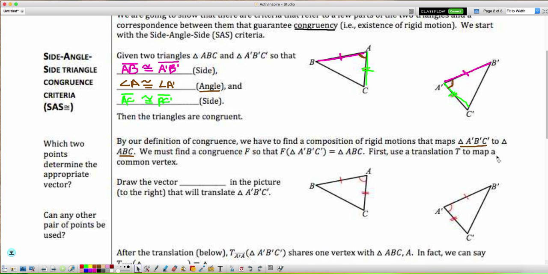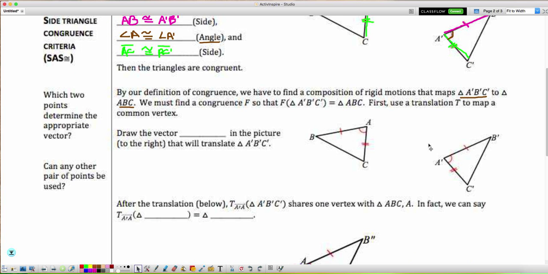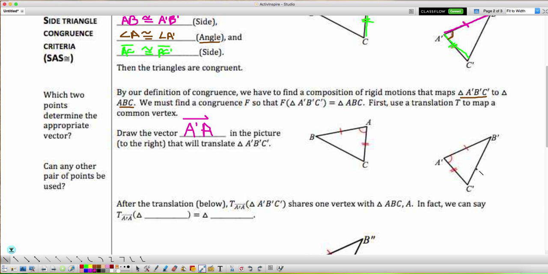So first we're going to use the translation T to map a common vertex. Looking at these 2 triangles, we know for sure that this angle A is congruent to A prime. So I'm going to draw a vector that joins those 2 angles together. Let's draw the vector from A prime over to A. A vector is kind of like a ray, but it's just half of an arrow. I think of a vector as just part of an arrow. So if I were to draw that vector, I would say going from A prime to A.